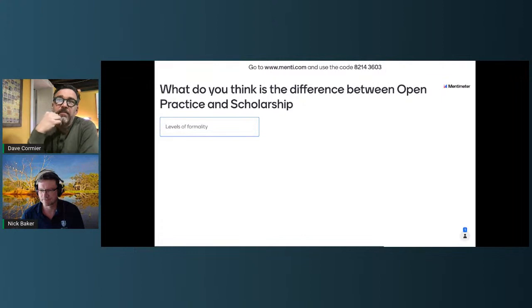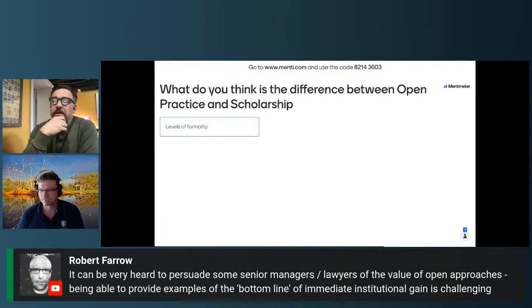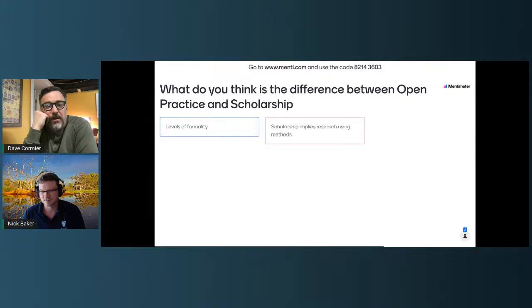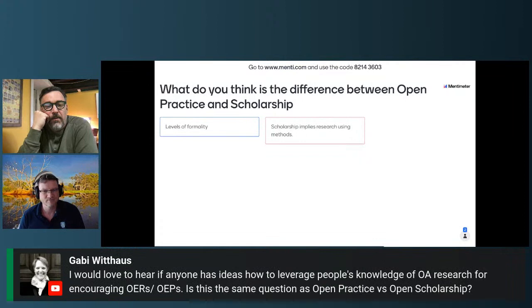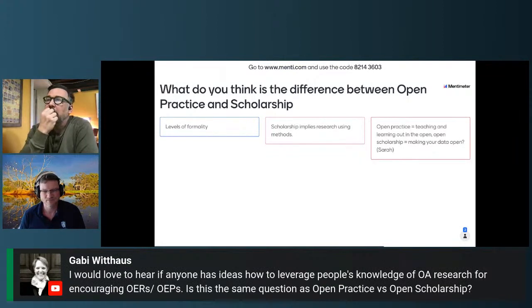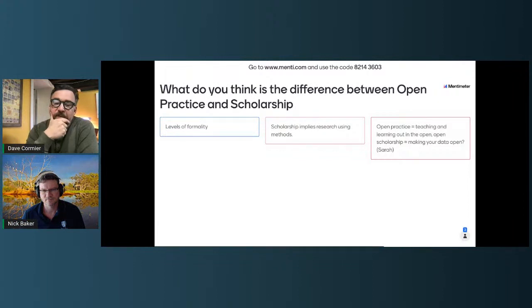The levels of formality. That's really interesting. So an open practice is something I do outside of formal structures, and open scholarship is something that I would do in a more formal way. Open practice, teaching and learning out in the open; open scholarship, making your data open. But if my data is teaching, I'd love to hear if anyone has ideas how to leverage people's knowledge of open access research.